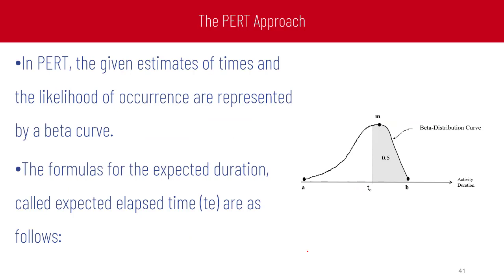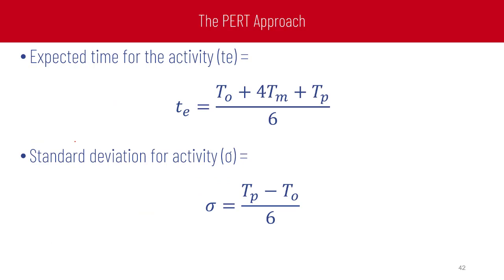In PERT, the given estimates of the times and likelihood of occurrence are represented as a beta curve. The formulas for the expected duration, called expected elapsed time T expected, are as follows. Expected time for any activity, T expected equals T optimistic plus 4 multiplied by T most likely plus T pessimistic, over 6. To calculate the standard deviation for any activity, sigma equals T pessimistic minus T optimistic, over 6.